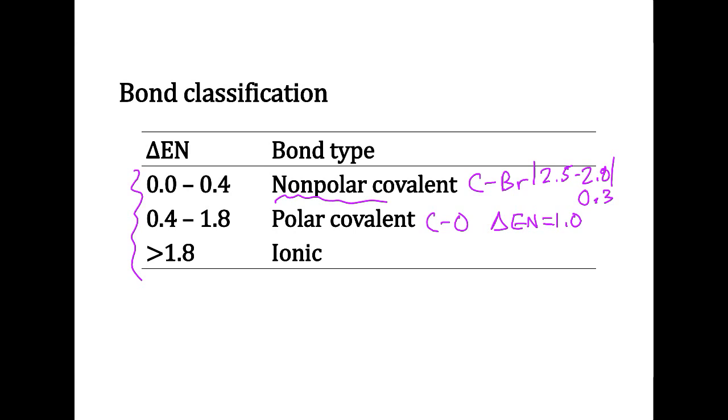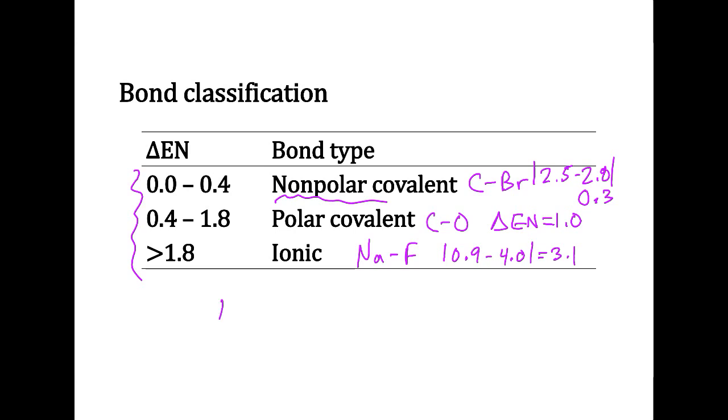Let's look at an ionic bond. If we were to look at sodium and fluorine, sodium has an electronegativity value of 0.9 and fluorine has an electronegativity value of 4.0. So we take the absolute value, and that difference gives us 3.1. This 3.1 difference in the electronegativity values would allow us to classify that sodium fluoride interaction as being ionic.